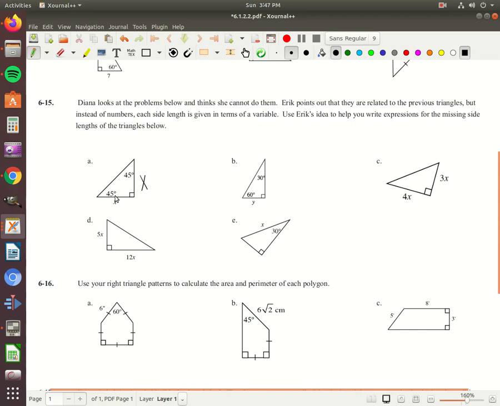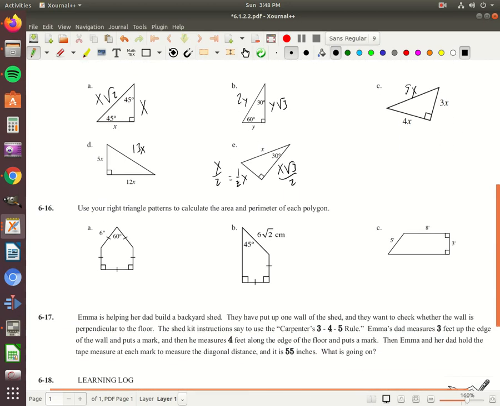If this is x, then this would be x times the square root of 2. And if this is y, well, this must be 2y, and this must be y times the square root of 3. And if this is 3x and 4x, this must be 5x. And if this is 5x and 12x, this must be 13x. And again, if this is x, this must be half of x. Another way to write half of x would be x over 2. And then if I multiply x over 2 times the square root of 3, I'm going to get x times the square root of 3 over 2. So kind of interesting, but the logic holds, everything's still the same.